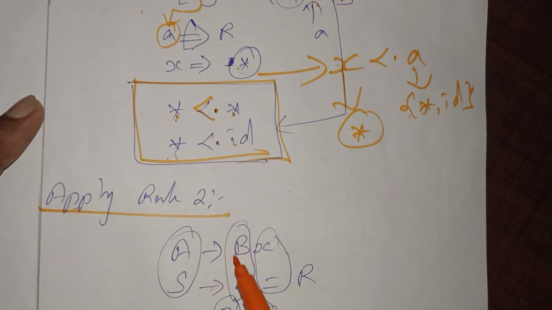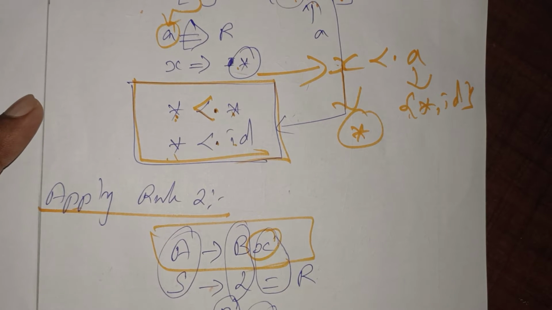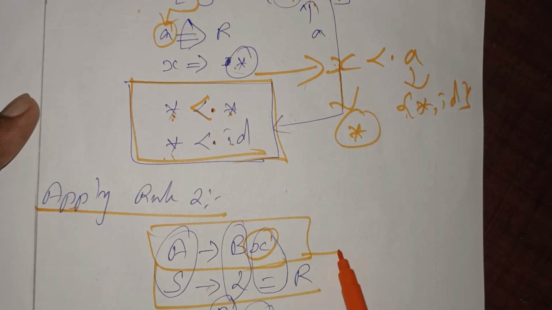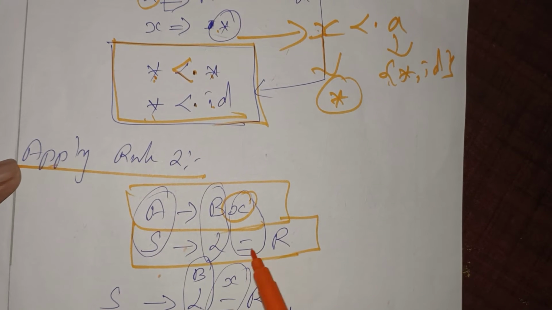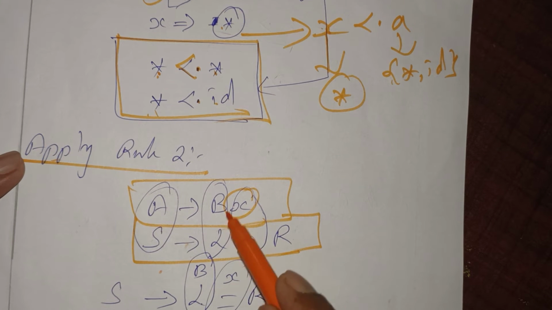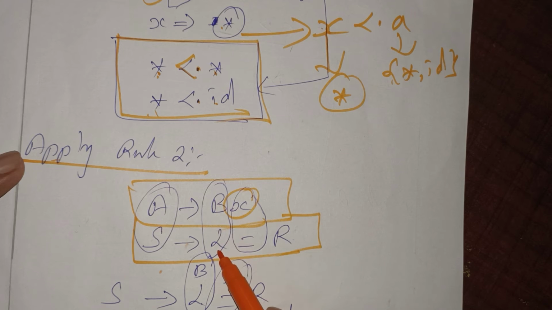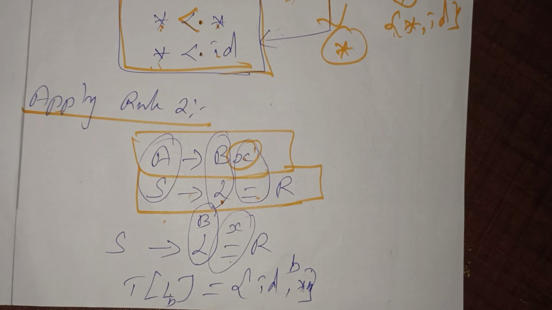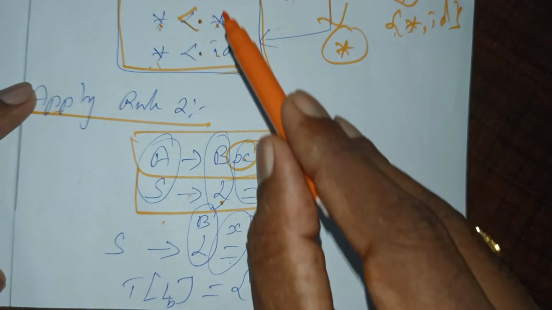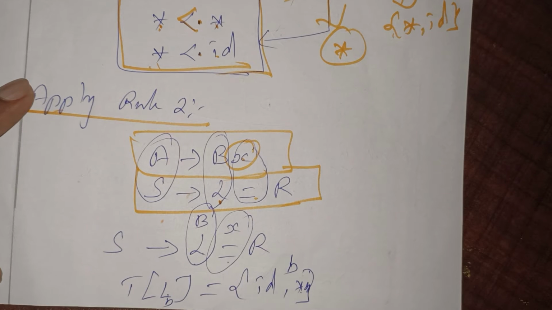That is, A tends to Bx. That means first a non-terminal, after that a terminal. So this is the rule. So we have one more part in this particular given grammar, that is, S tends to L = R. So you can find it as B is capital L and X is equal to. So in this case, we need to take the trailing. Leading has been done over here. We need to perform trailing.